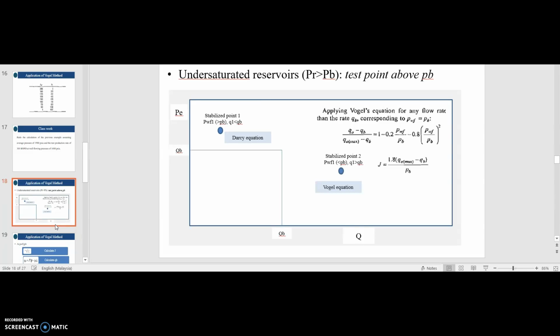So we substitute the test point, which is for the undersaturated region of pressure, to calculate J, the productivity index. Then we will use this J to calculate the flow rate at bubble point, because bubble point is the end of the undersaturated region of pressures. Then we can use the flow rate at bubble point QB to solve the Vogel equation for the region of saturated pressures.